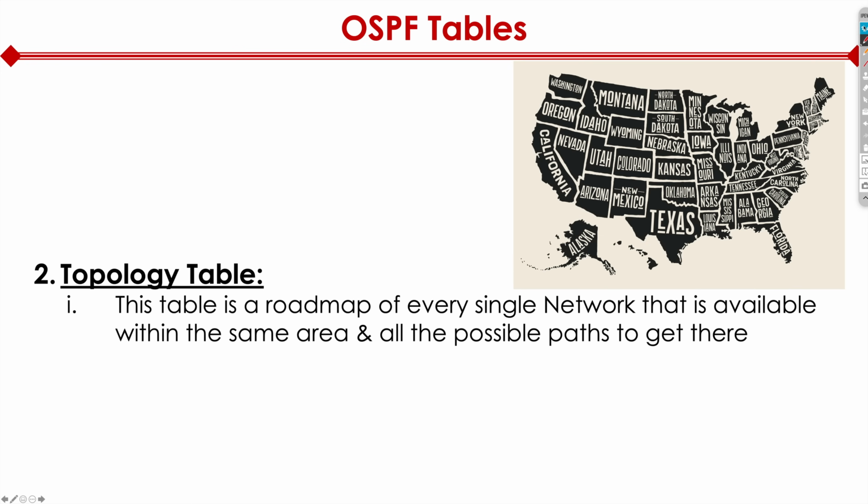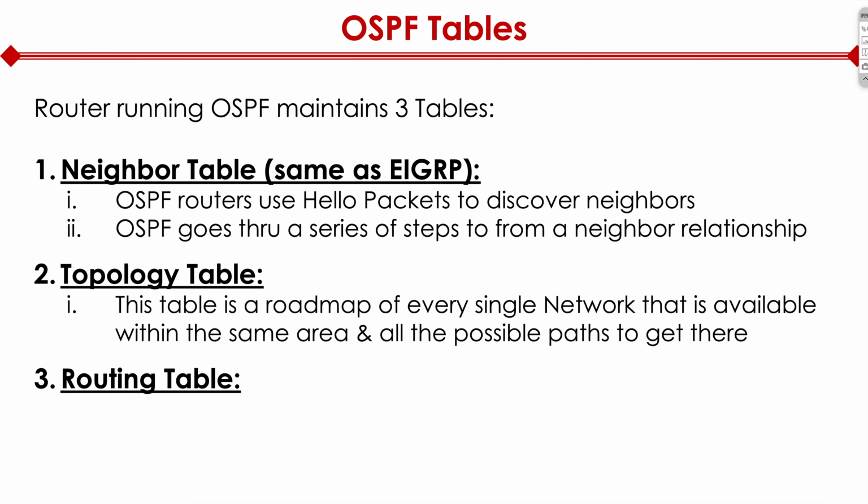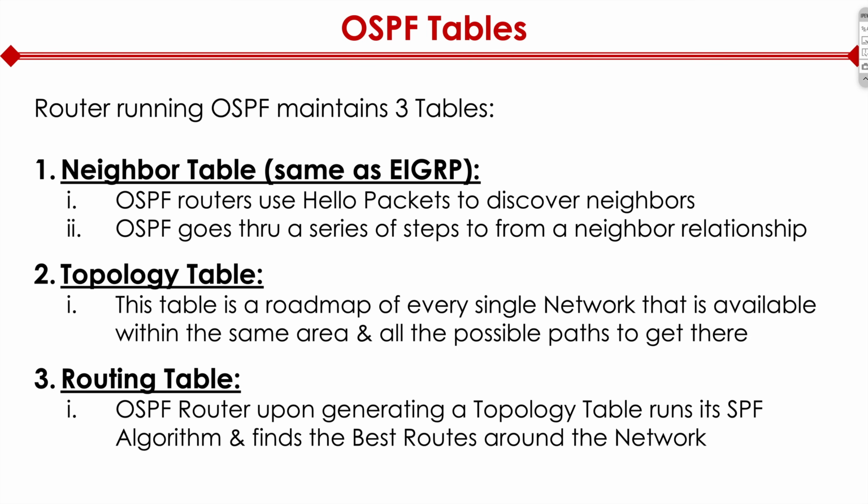Now, with this context in mind, let's continue. And there's a third table that OSPF maintains called a routing table. Where the routing table comes into play is that an OSPF router initially builds a topology table right after the neighbor table is built. And once it understands the topology and the database is built, then it runs its SPF algorithm and finds the best path, and then that best route goes in the routing table.